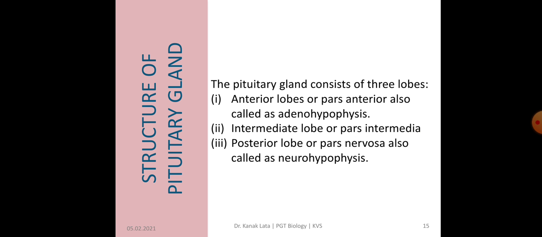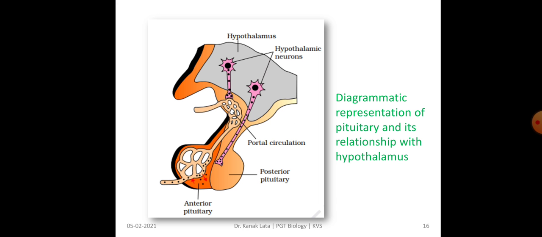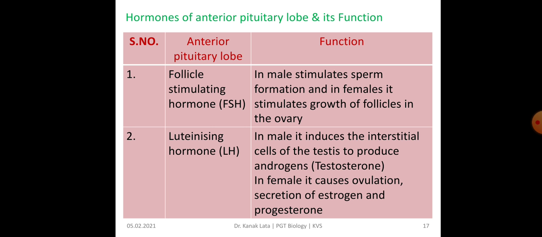The pituitary gland consists of 3 lobes, and these are the anterior lobe or pars anterior, also called adenohypophysis, the intermediate lobe or pars intermedia, and the posterior lobe or pars nervosa, also termed neurohypophysis. This is the diagrammatic representation of the pituitary and its relationship with the hypothalamus. Now let us see the hormones released from the different lobes of the pituitary gland. First, it is from the anterior pituitary lobe and their function.